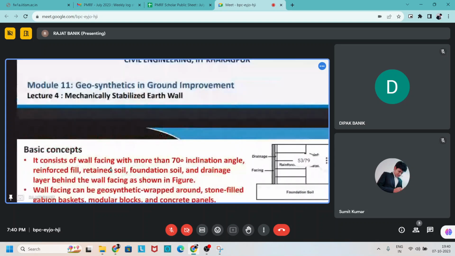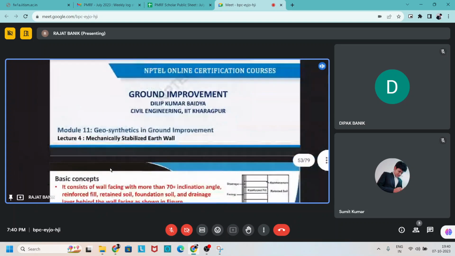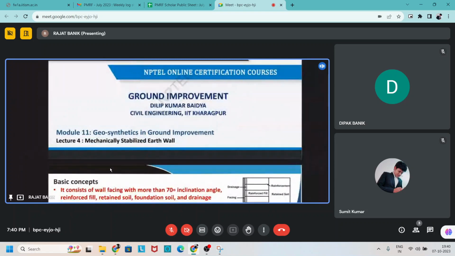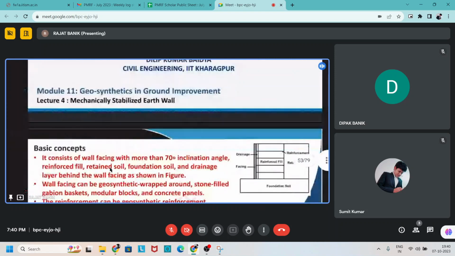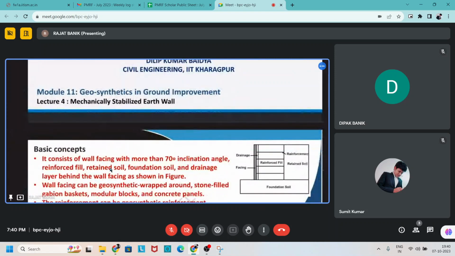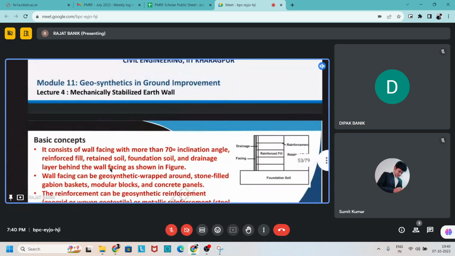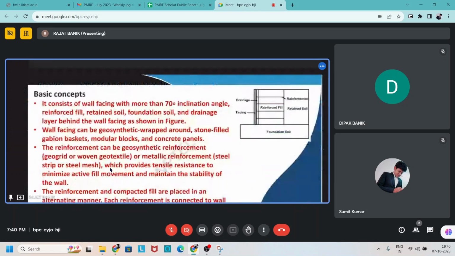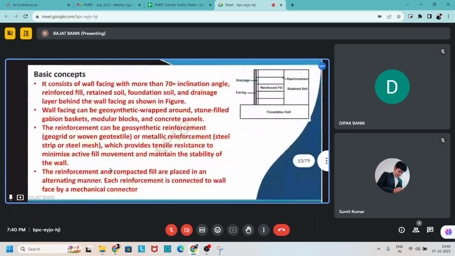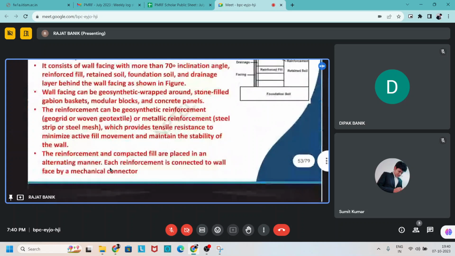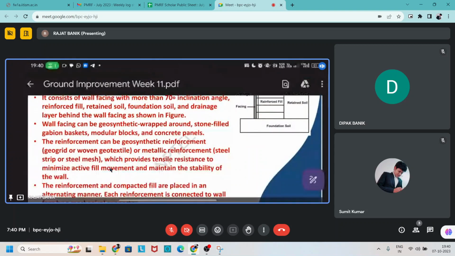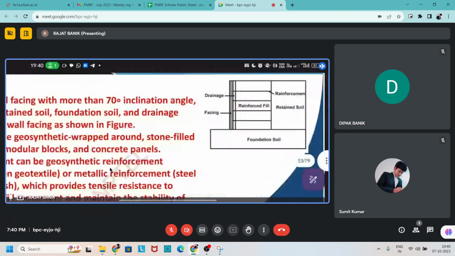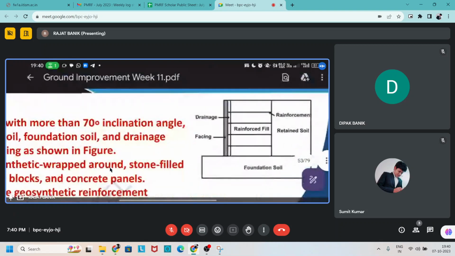Now we discuss another topic, the mechanically stabilized earth wall. So now we are discussing the mechanically stabilized earth wall. What is its basic concept, what is the mechanism, and what are the benefits like that? So you see that one schematic figure is given.